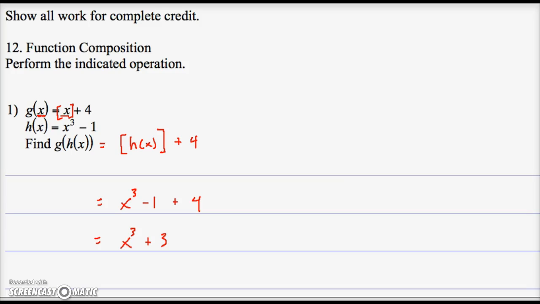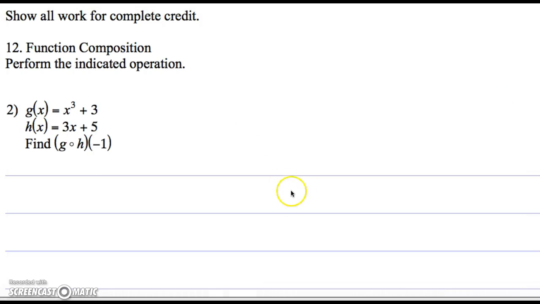So now let's look at another example with an actual number in it. So we are looking at function composition again, except this time we have a value.